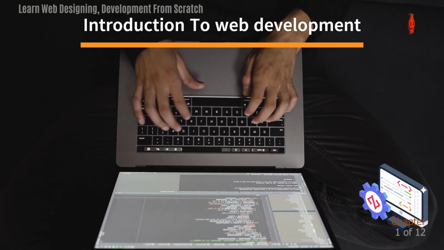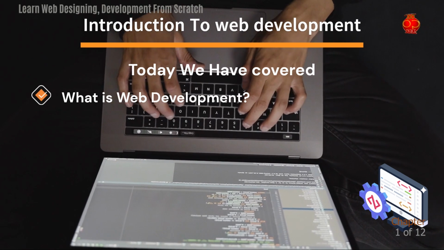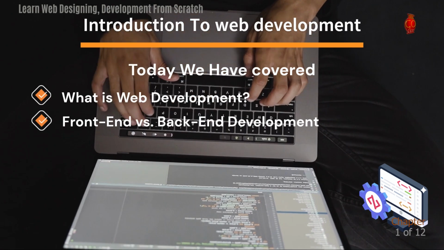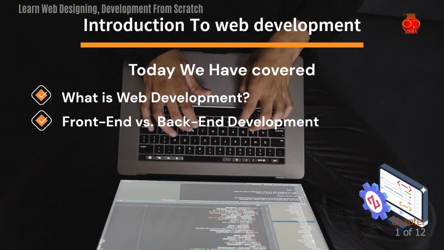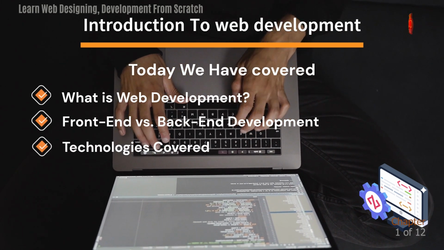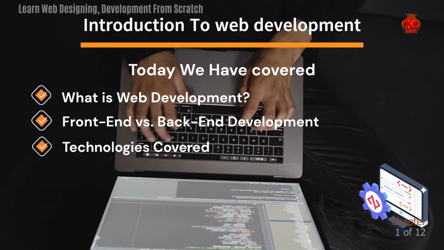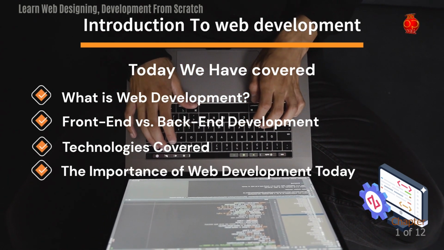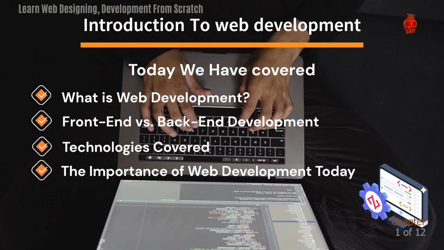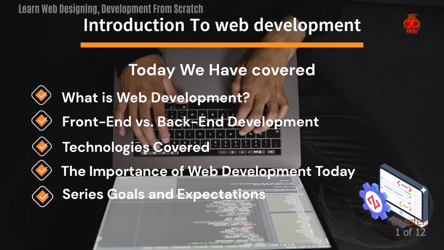In our introduction to web development video, we explored the essentials of creating and maintaining websites and web applications. We distinguished between front-end and back-end development, explaining how front-end development focuses on the visual and interactive aspects of a site, while back-end development handles the underlying systems that make the site function. We also provided an overview of key technologies like HTML, CSS, JavaScript, PHP, React, and Bootstrap. We highlighted the importance of web development in establishing an online presence and reaching audiences effectively. Lastly, we set the stage for our series, outlining the goals and expectations for the journey ahead.